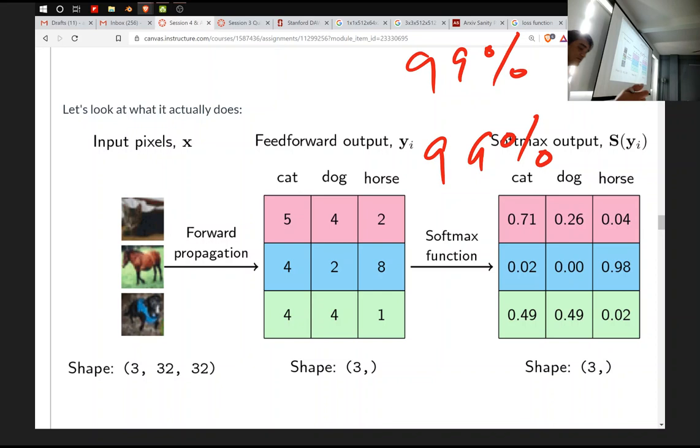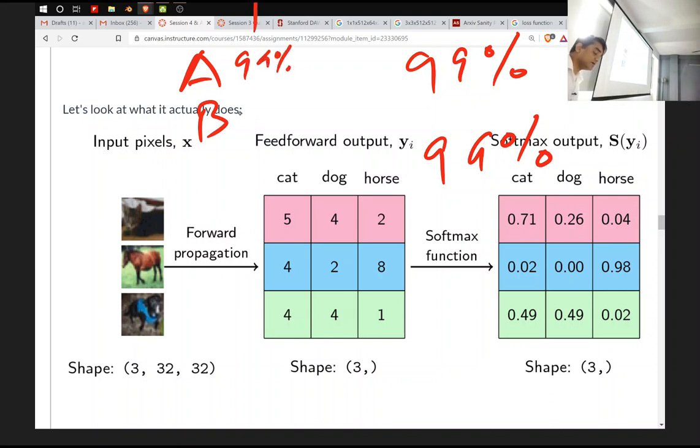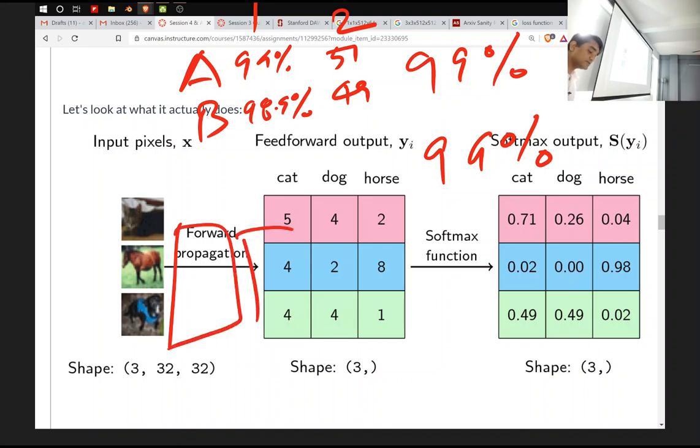Let me create a bias now. Class A and class B, there are two classes. My network 1 is going to predict class A with 99% accuracy, and class B with 98.9% accuracy. And network 2 is going to predict class A with 51 and 49. Basically what we are saying is, whenever an image comes in, it's going to say class A and class B with only a small gap.